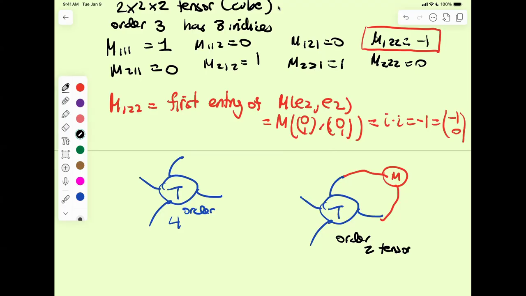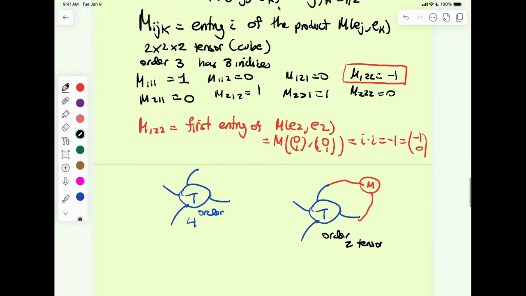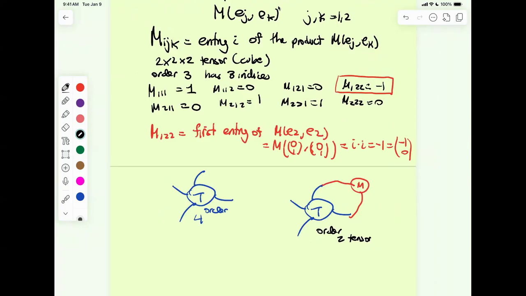Sorry, M of EJ, comma, EK. That just depends on our definition of what M does. We can map that to whatever we want. In this case, we just wanted it to be the product. Exactly. So in the first example, it was the dot product of EJ with EK. In the second example, it was the cross product of EJ with EK.